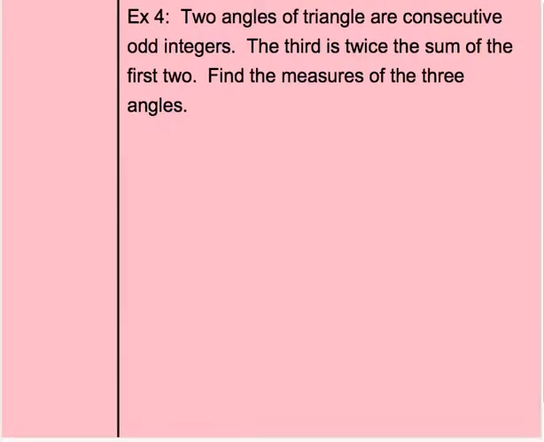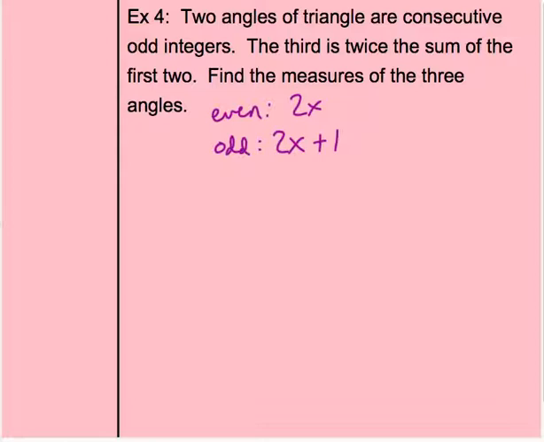Last example for this video, we've got 2 angles of a triangle are consecutive odd integers. This one's going to require a little bit of thinking. So an even integer, any even integer, can be written as 2 times x. It doesn't matter what x is. If you are multiplying it by 2, you will get an even number. To get an odd integer, you take 2 times x to make it even, to force it to be even, and then add 1 to force it to be odd.